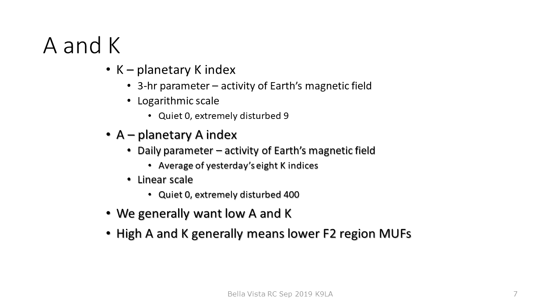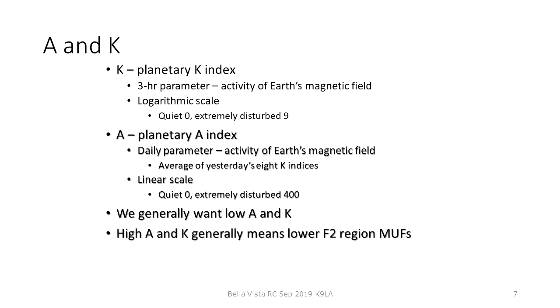The K index is on a logarithmic scale. It goes from 0, which means the Earth's magnetic field is very quiet, to 9, which means the Earth's magnetic field is extremely disturbed. And like I said earlier, when the K index is low, that means the F2 region is doing really good. If the K index is very high, that usually means that the F2 region is depleted of electrons, which means the MUF, the maximum usable frequency, has been lowered.